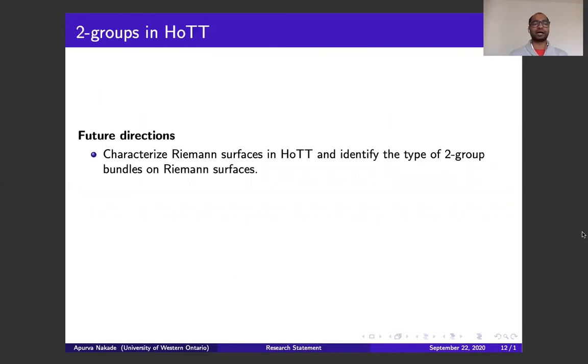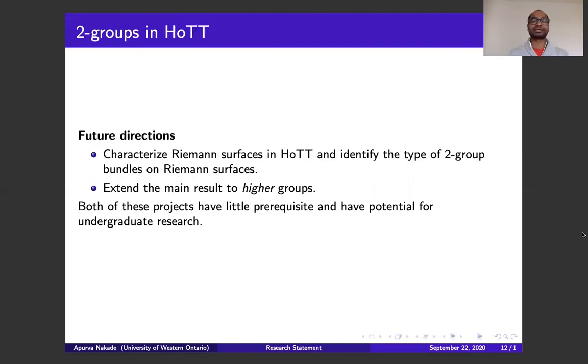Future directions, I am interested in trying to see if we can extend our current results to bundles or Riemann surfaces. But first, I need to figure out if it's possible to define Riemann surfaces in homotopy type theory. Because homotopy type theory is very rigorous and it is homotopy theoretic, I need to figure out a homotopy theoretic characterization of a Riemann surface. And I'm also interested in extending this result to higher groups.